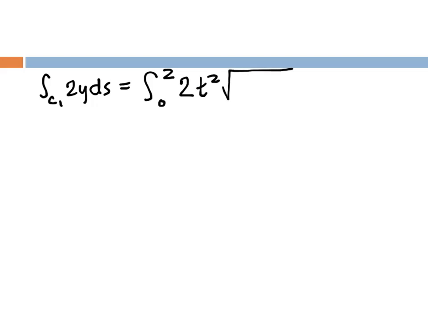So we have the integral over C1 of, what was our original function? 2y ds. So our limits of integration on this one are 0 to 2. We've got a 2. What is the value for y? T squared, right? T squared. And then I have to use the square root value that we had, which was 1 plus 4t squared dt. All right, does that look okay?